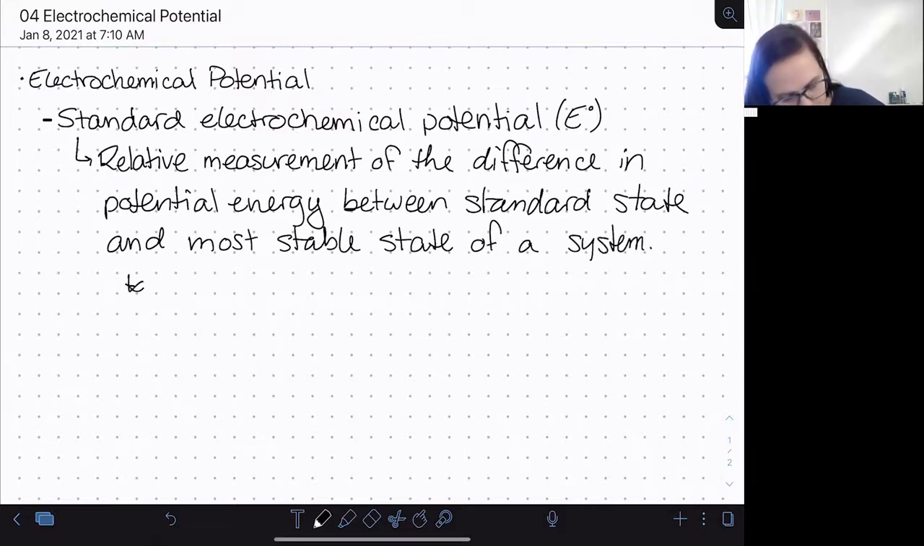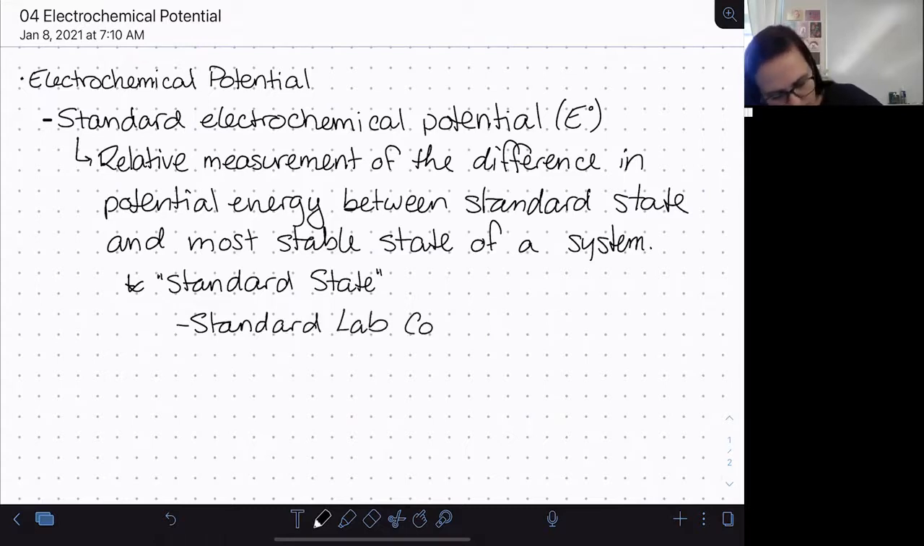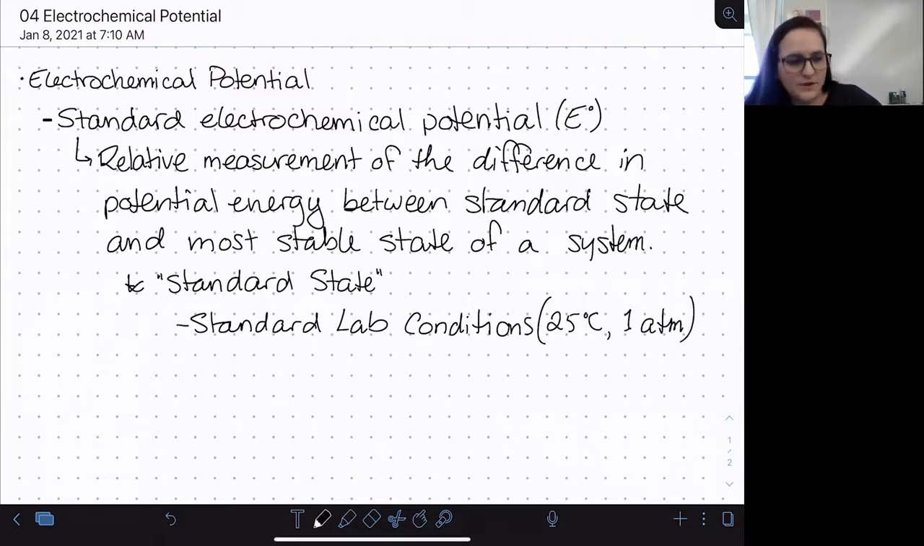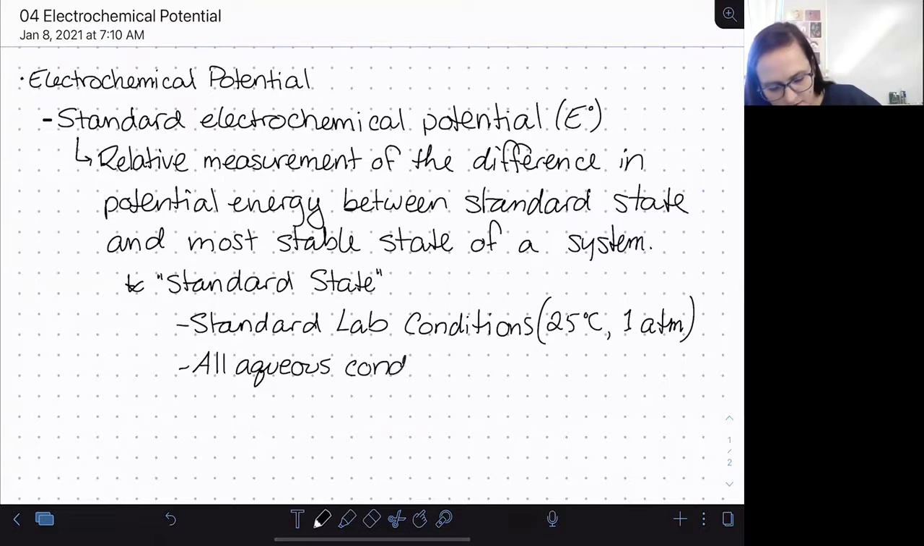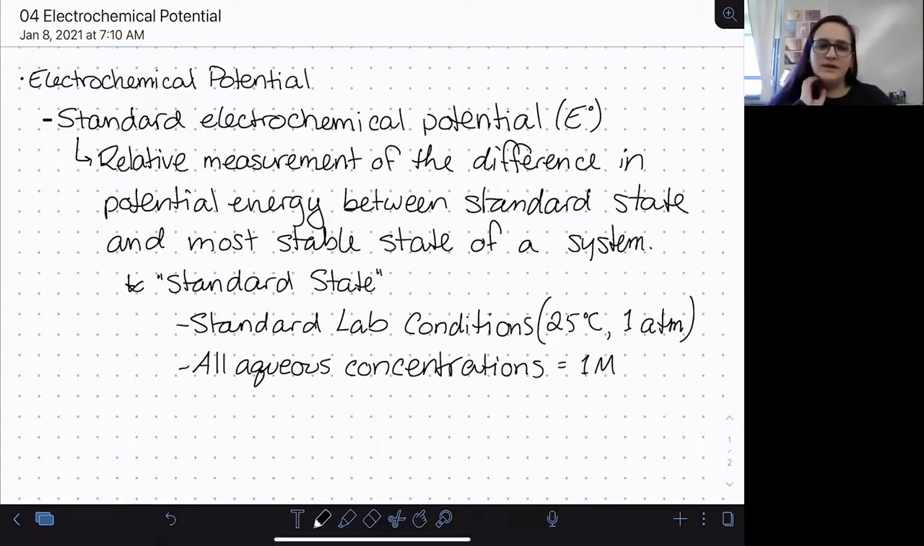So our standard state is our system under standard laboratory conditions, which is 25 degrees Celsius and 1 atmosphere of pressure. And all aqueous concentrations are 1 molar, is part of what we mean when we say standard state. We used this idea of standard state back in thermodynamics when we talked about the standard Gibbs free energy change. And this 1 molar concentration was true then also. I just didn't mention it because it never came into play. It will come into play in this unit. So we're expanding our definition of what it means to be at standard state.